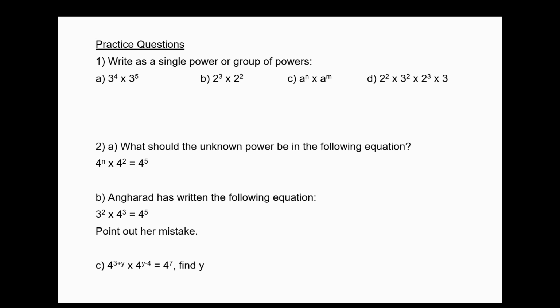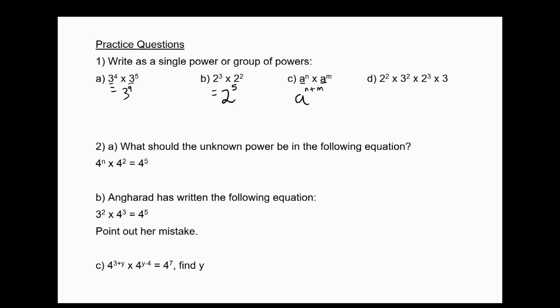Here are the answers. Question 1a, we have 3 to the 4 times 3 to the 5. We add the powers because the base numbers are the same, giving us 3 to the power of 9. In B, we have 2 cubed times 2 squared, which will give us 2 to the power of 5. In C, the base numbers are both letters, A. So we add the powers to give us A to the power of n plus m. And we just leave it like that.